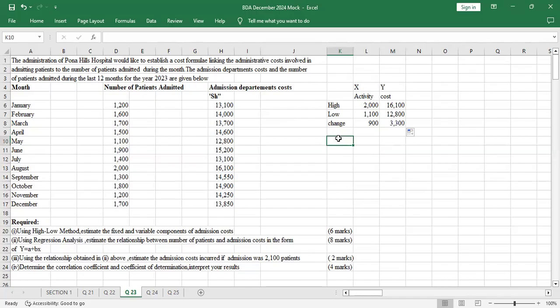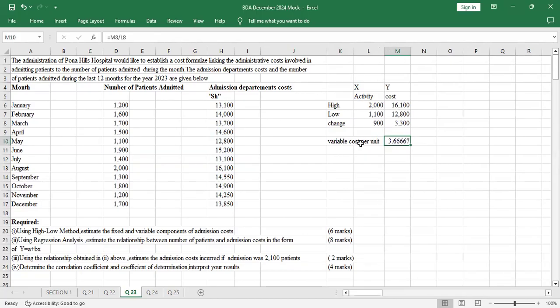Therefore, the variable component is the variable cost per unit. You take the change in Y, which is 3,300, and divide by the change in X, which is 900. So you'll get 3.667 as the variable cost per unit.